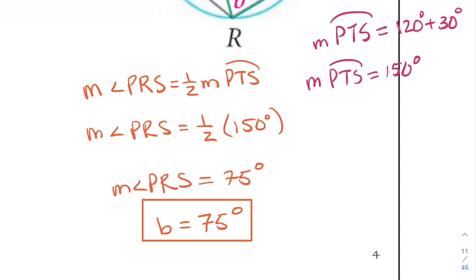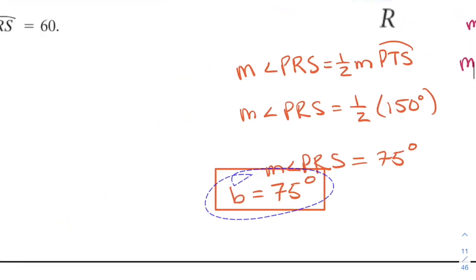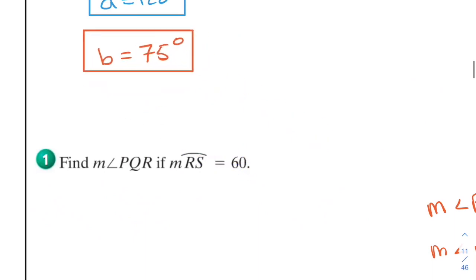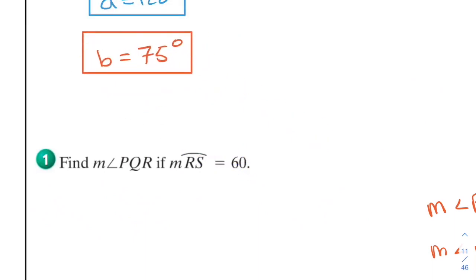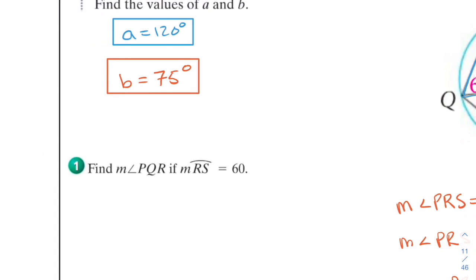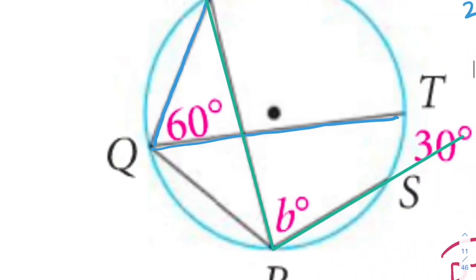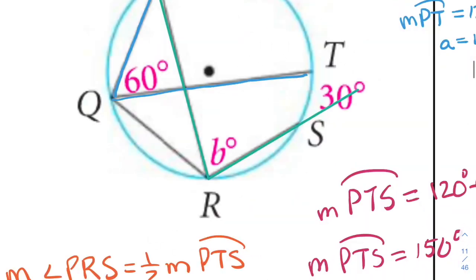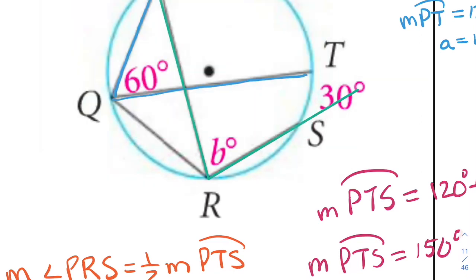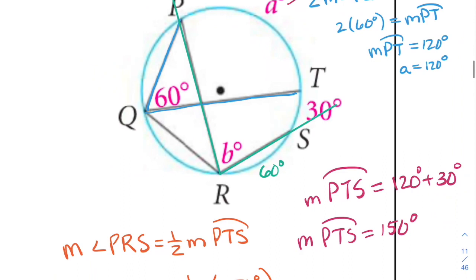All right. And I'm going to bring this over here. So those are my answers. All right, they want me to find one more thing. So RS is 60 degrees. RS is 60. Wow, okay. So this is really getting more complicated, but I'm going to put 60 degrees right here. And now I'm going to do this last one.